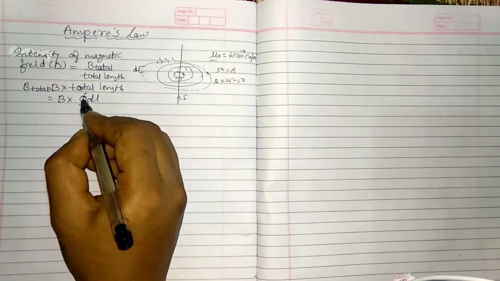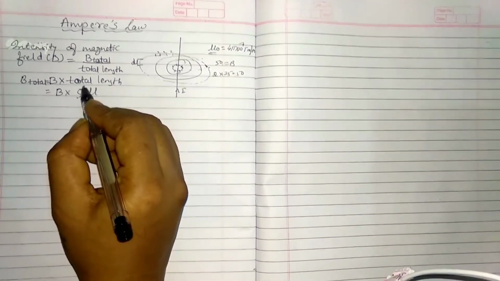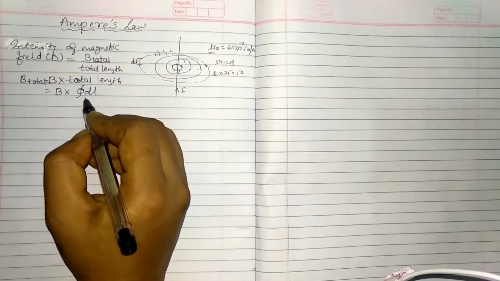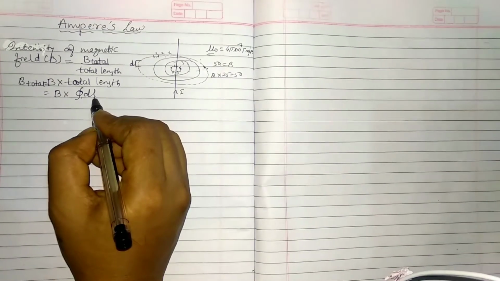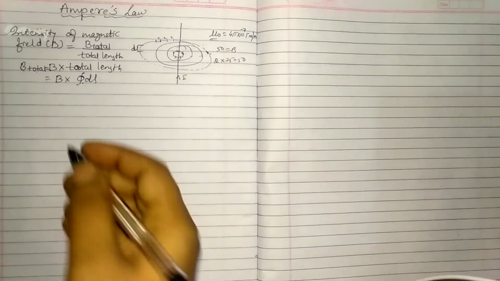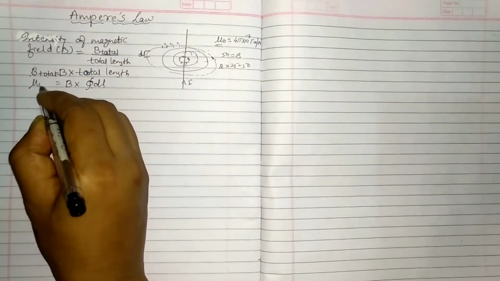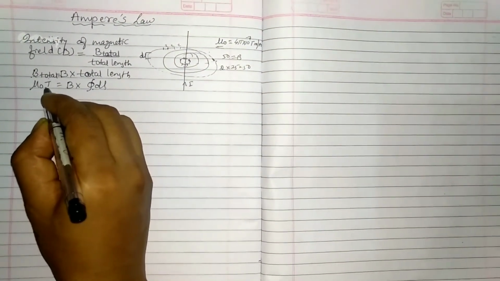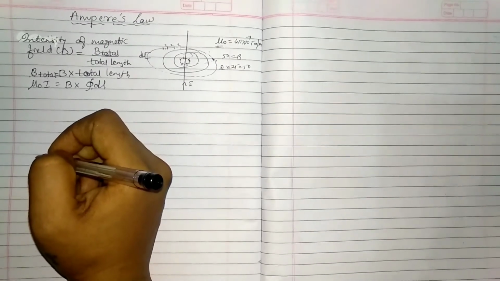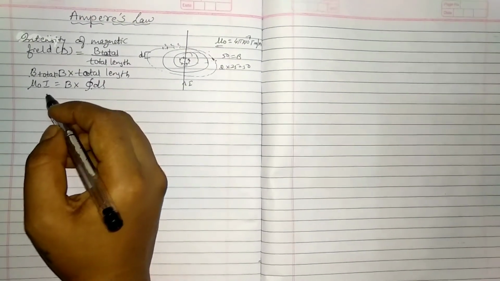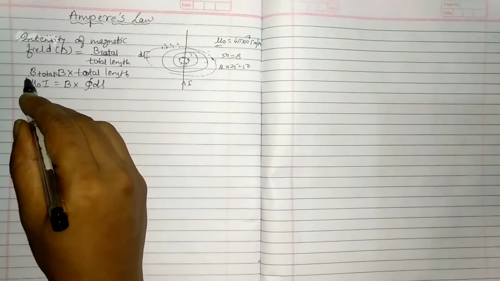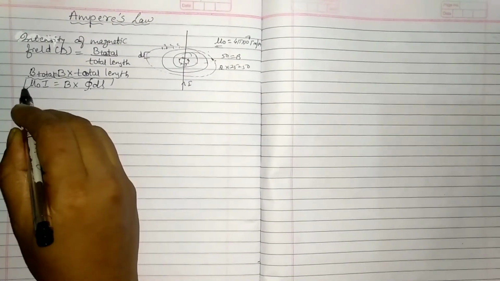So this is known as line integral. What is the symbol indicated here? It is a line integral of dl. What is the total magnetic field developed within the conductor? That is mu naught times the total current passing through that conductor. So this is nothing but what is called Ampere's law.